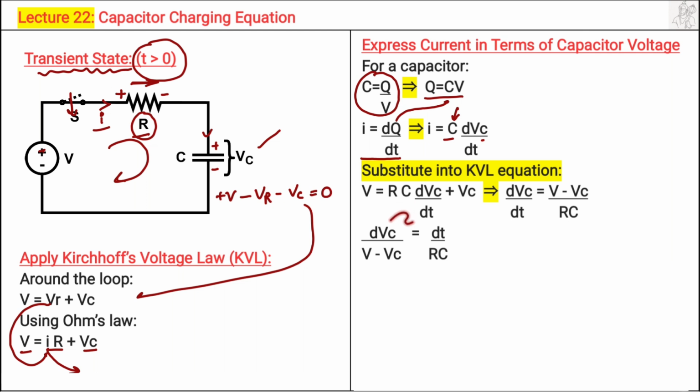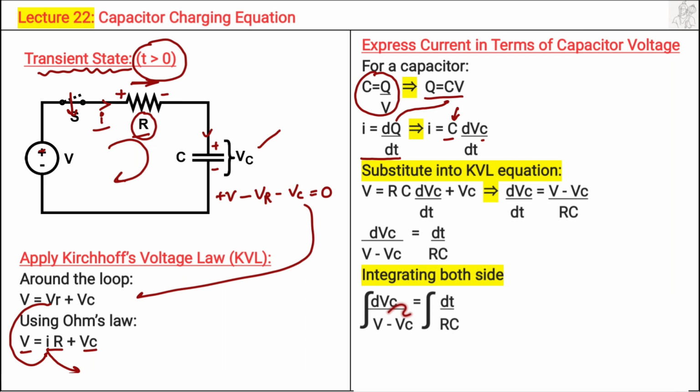Now in order to find the value of Vc, we need to integrate both sides of this equation. On integration, we can see that the integration of dVc by (V minus Vc) is simply minus log of (V minus Vc), and the minus comes because the sign of Vc is negative. Similarly, RC will come out because it is a constant, and the integration of dt is simply t, and there will be a constant added to the equation. So this becomes equation 1.